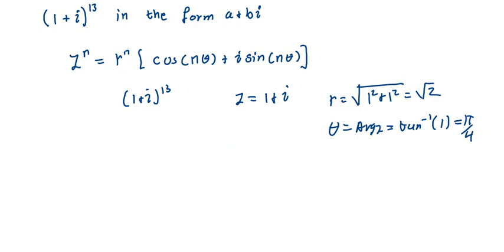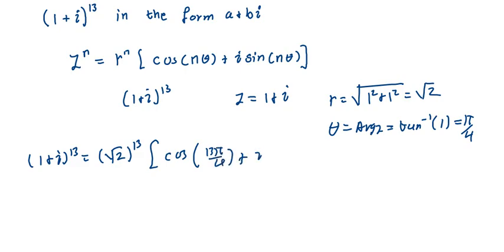So our answer, z^13, in this case (1 + i)^13, is equal to our r, which is the square root of 2, to the power 13, since 13 is your n. Then open bracket, you have cos of n multiplied by theta, which is pi over 4, that is just going to be 13 pi over 4, plus i sine, that would also be 13 pi over 4, and that's your answer.